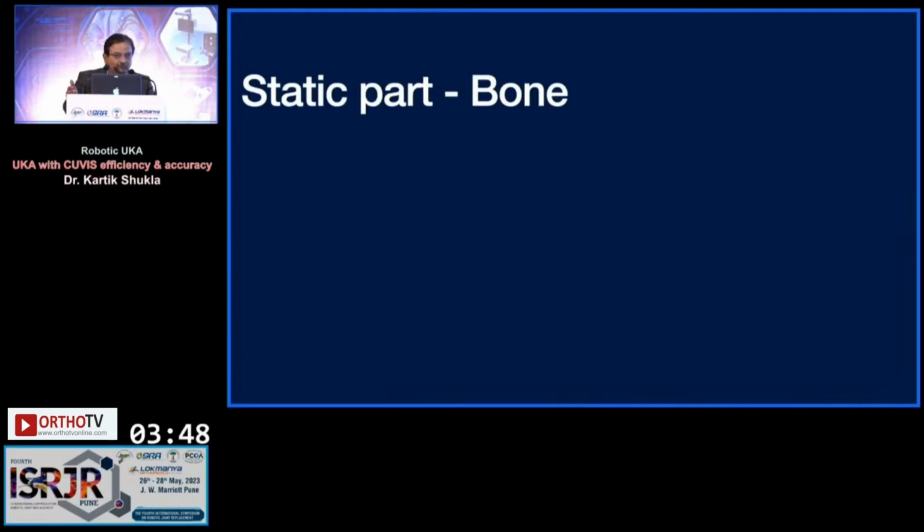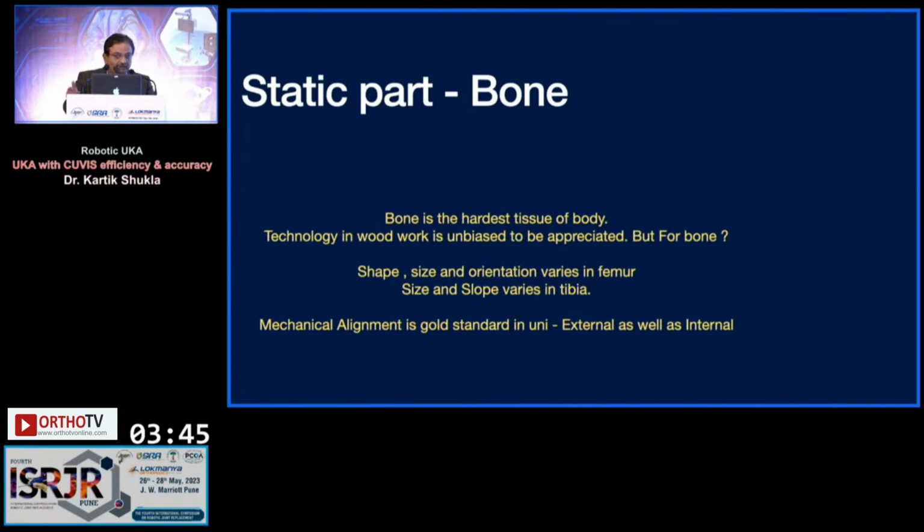The static part is bone. We cannot ignore that in uni as well. The bone is the hardest tissue of the human body, and technology in the woodwork is unbiased. When we talk about the wood, we are very happy with the millers and everything because it can serve a very fantastic design. So we must appreciate this in robotics as well, in the human knee.